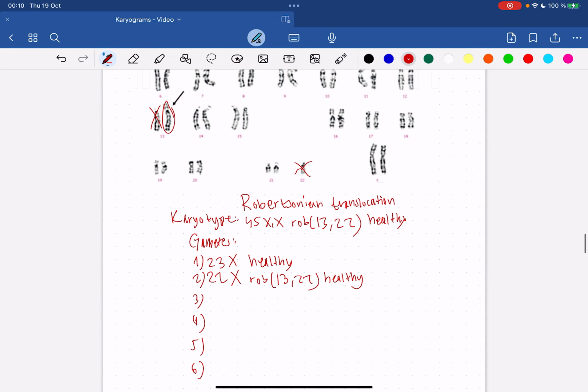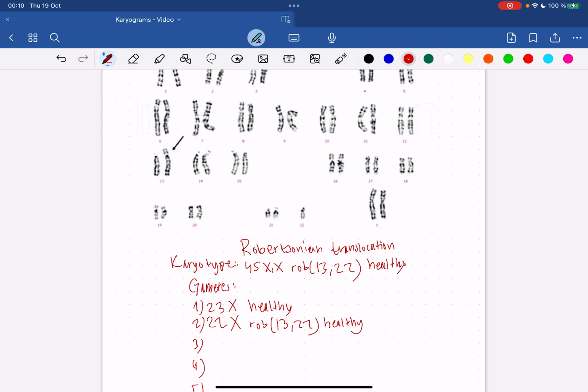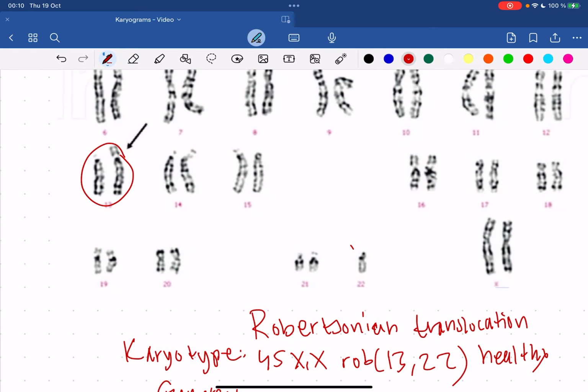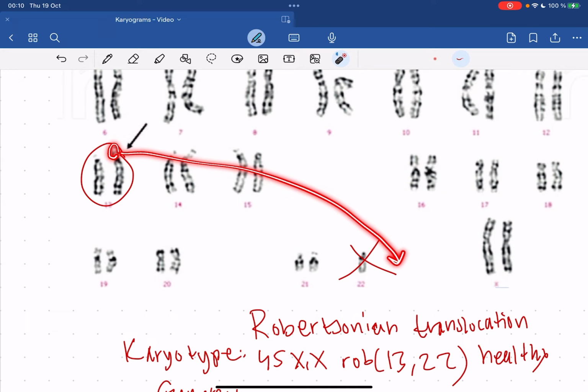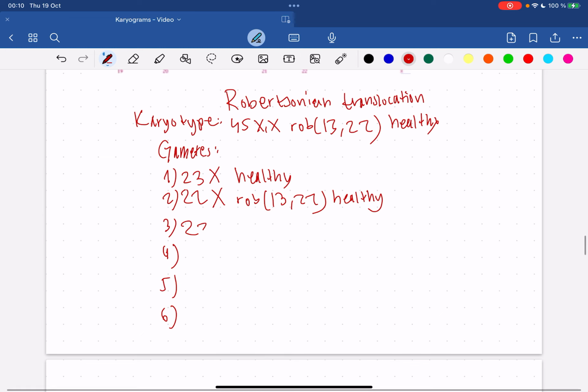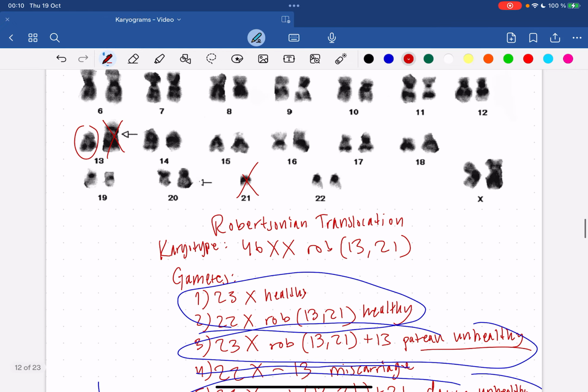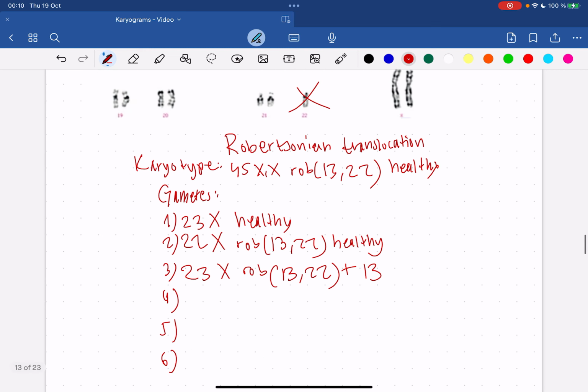It's balanced. Number 3 would be if we're gaining information. So for example, let's say we have these 2, but we don't pick this. And that is bad because why? We have 1 copy of 22, but 2 copies of 13. So in our case here would be 23X Rob. And remember, if we have normal karyotypes with Rob, it's not a good sign. It's not at all a good sign. 22, and this would be plus 13, which if you remember from before, that's going to be Patau. Plus 13 is Patau.